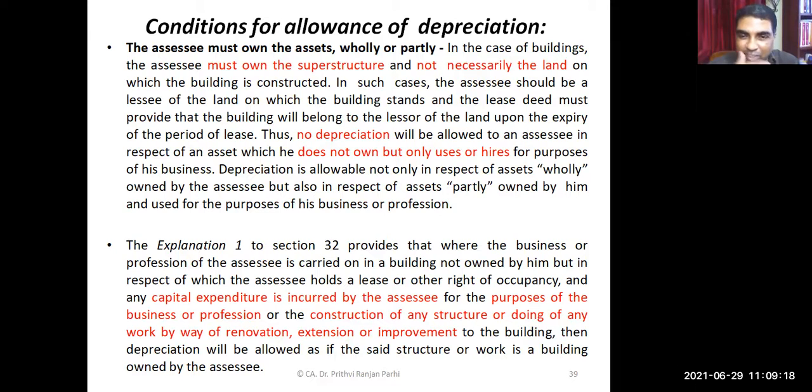So if capital expenditure is incurred by the assessee for the purpose of business or profession, for construction of any structure, maybe by way of renovation, extension, or improvement of the building, all these expenditures which are incurred can be capitalized and depreciation can also be claimed on them.